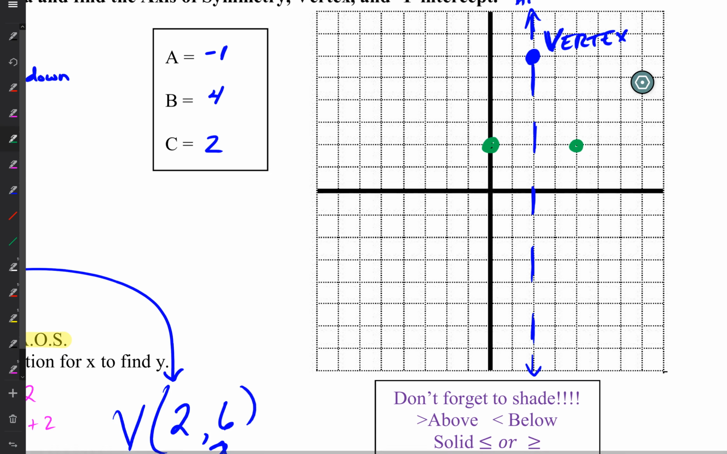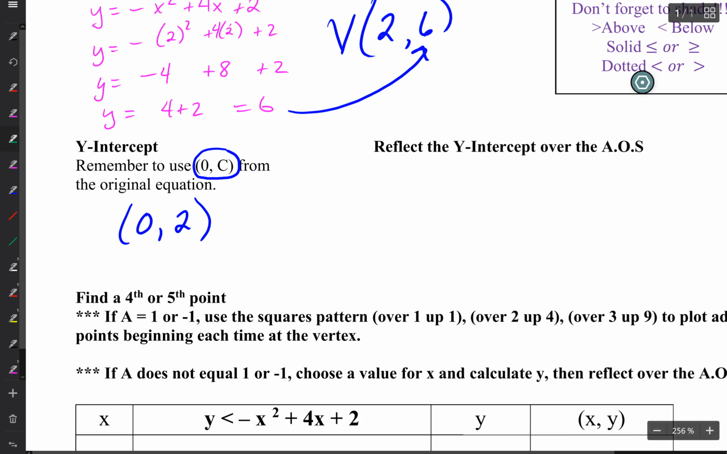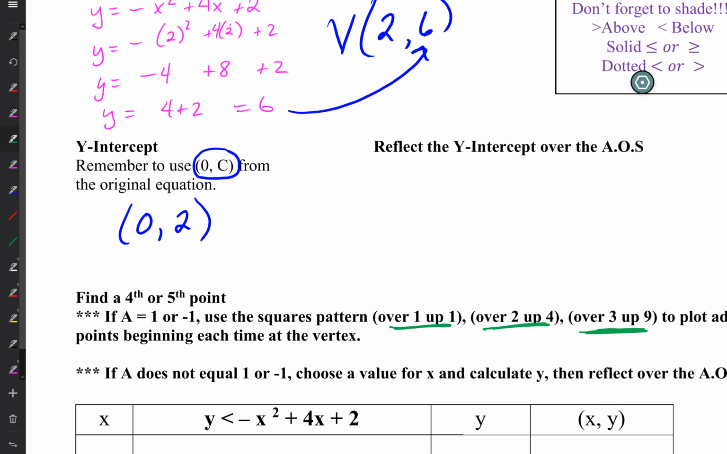All right. So close. What's the value of A? So it works with the pattern, right? The pattern of squares. The pattern of squares is I have down here over 1, up 1, over 2, up 4, over 3, up 9. Now we're not going up this time. We're going over 1, down 1, over 2, down 4.